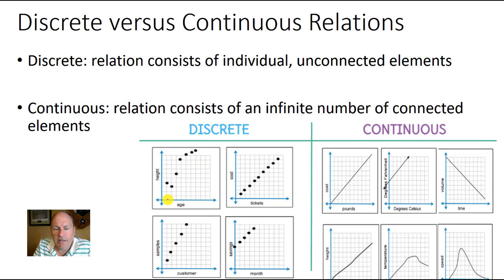Here, this height versus age is a set of discrete points. You can notice the points here. Ticket costs: we have individual points. The bottom two here are also discrete because they are sets of individual unconnected ordered pairs. Continuous relations or functions, however, look smooth, whether they're lines like the top three or curves. These are continuous because they consist of an infinite number of connected points. So discrete and continuous relations and functions are very important to be able to visualize and understand.